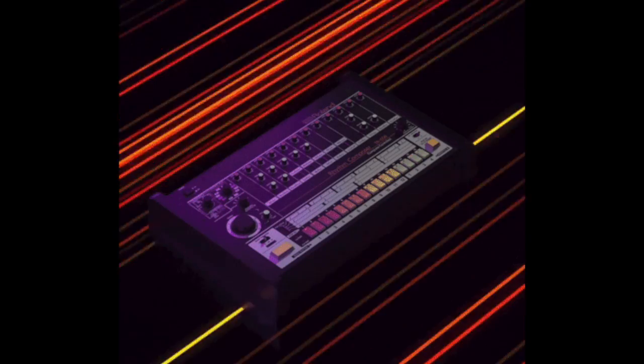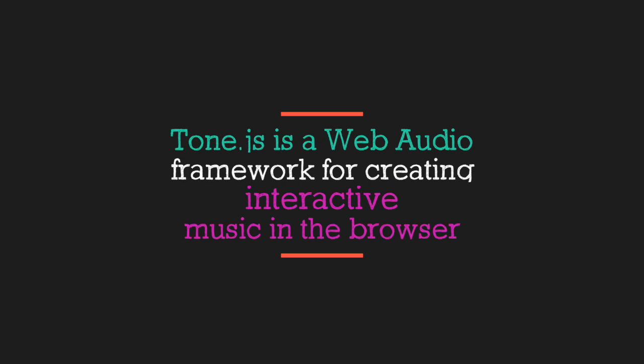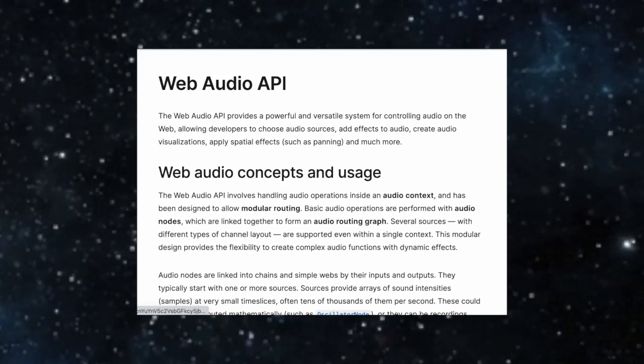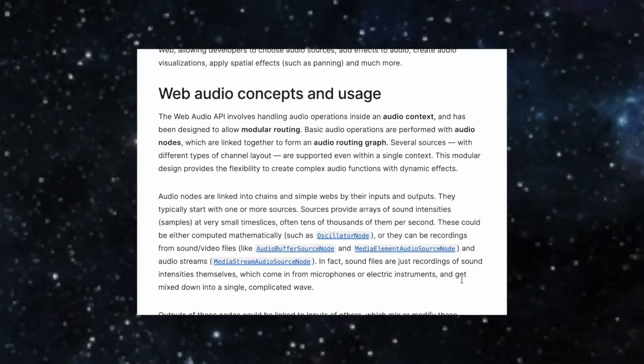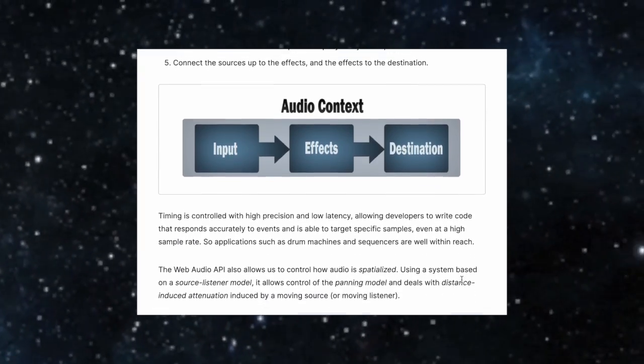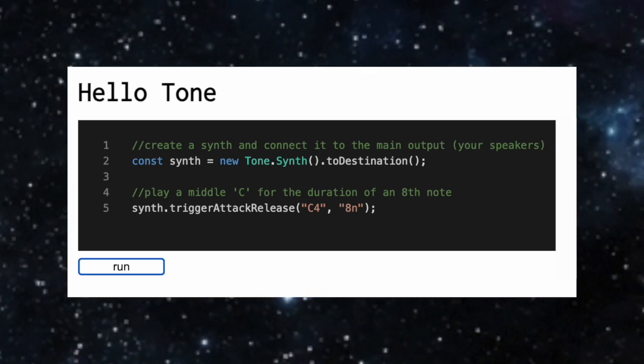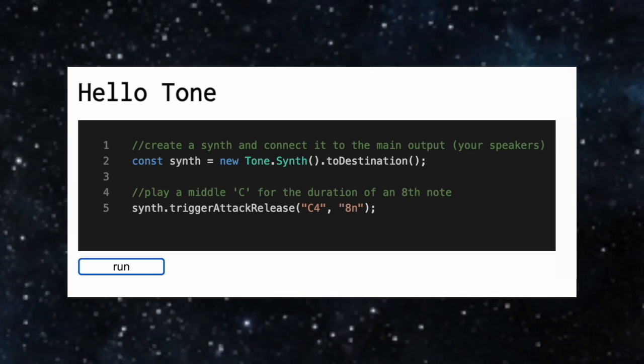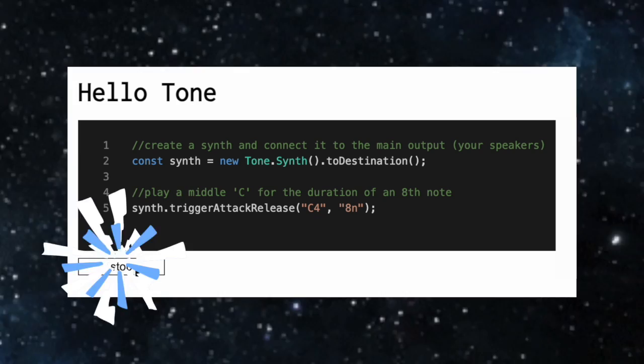Today we're gonna create a little step sequencer using the browser's web audio API together with Tone.js. Tone.js is a web audio framework for creating interactive music in the browser. It builds on the back of the browser's built-in web audio API and gives us a really nice and convenient way to create synthesizers, samplers, and sound effects.